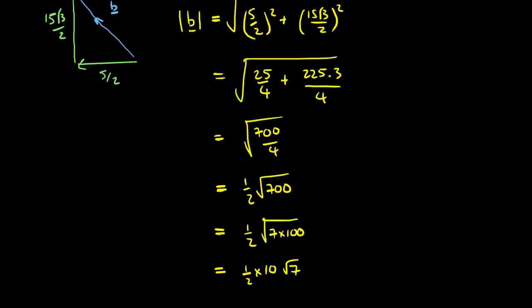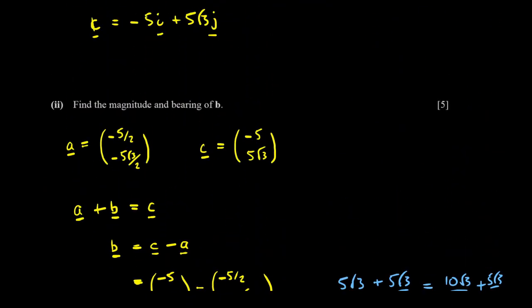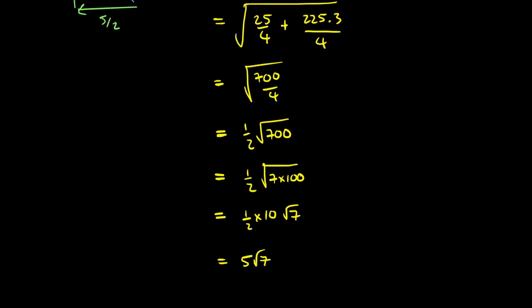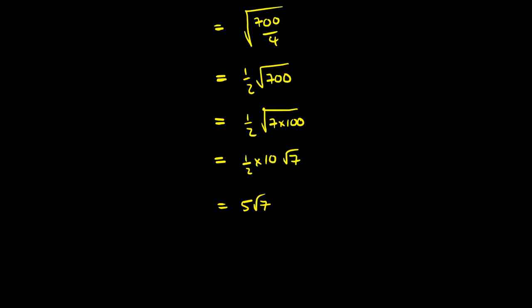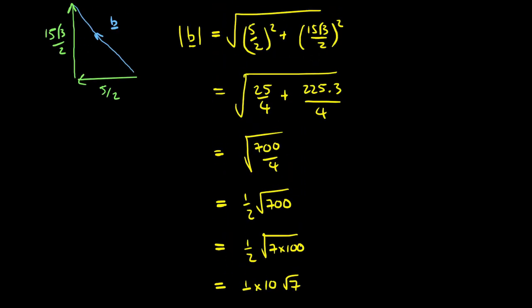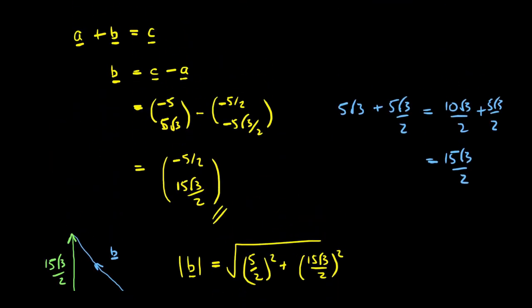Now, are we asked for the exact value? Let me just go up and check. No, it doesn't say the exact value. So maybe what we want to do is just find the numerical value in our calculator. So 5 root 7, that is equal to 13.2 to 3 significant figures. Okay, so that is 13.2.